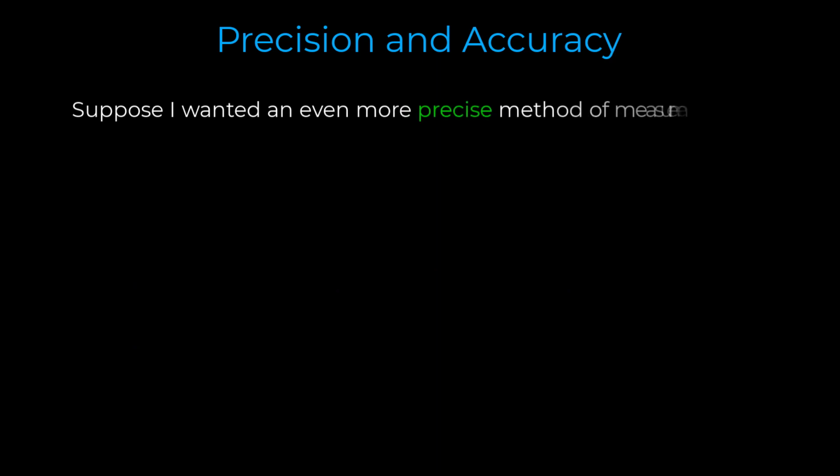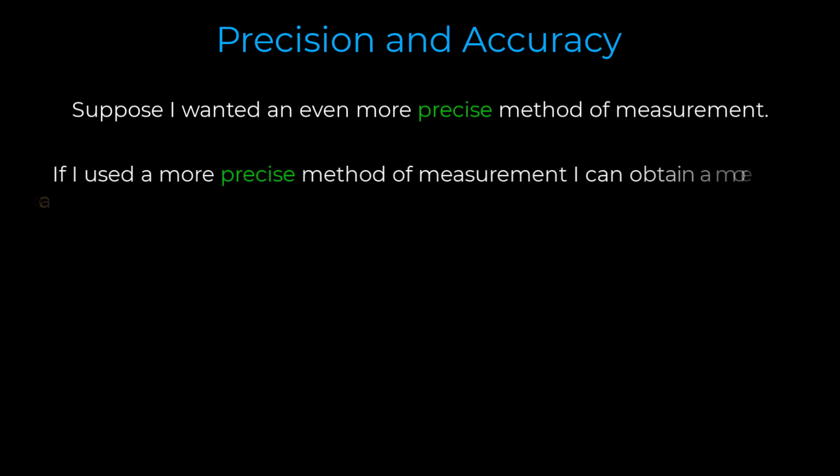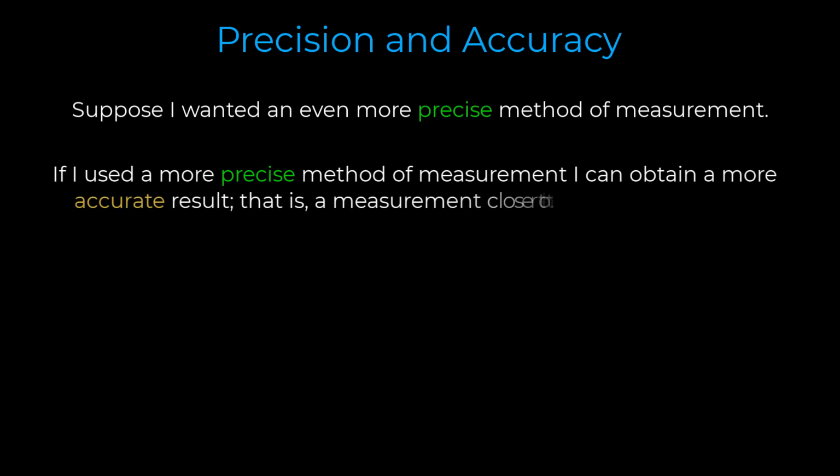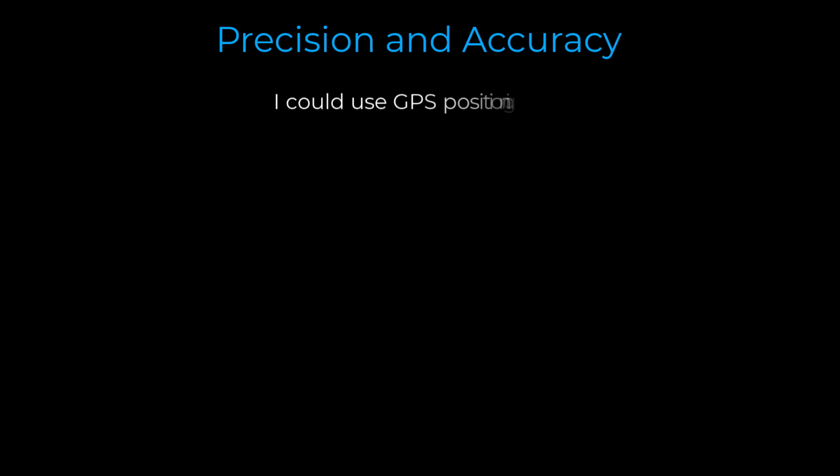Suppose I wanted an even more precise method of measurement. If I used a more precise method of measurement, I could obtain a more accurate result, that is, a measurement closer to the exact value. I could use GPS positioning. In my lifetime, this went from being a pipe dream to being commonly available to almost anyone.